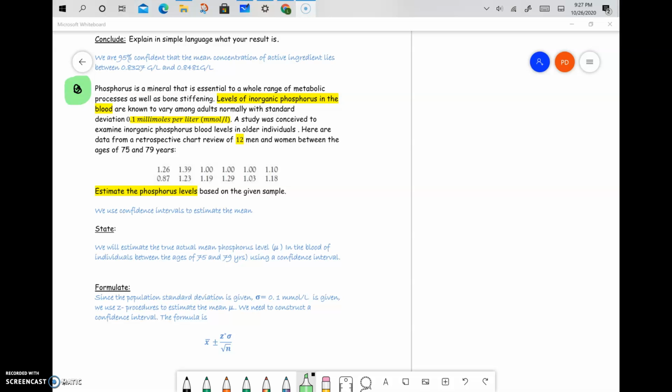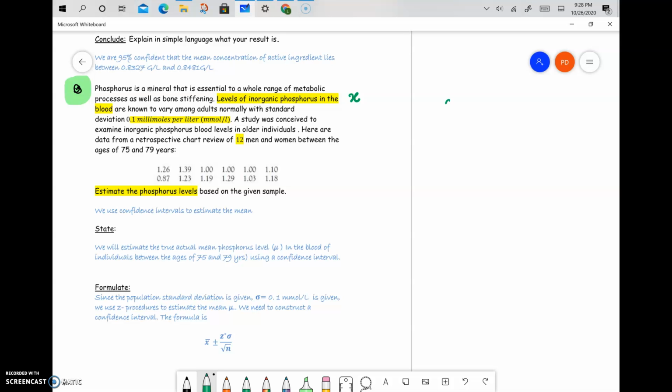Okay. So when you read a question, it's always important to pay attention to exactly what we are measuring. And that is labeled X. X is the name of the variable. The variable here is levels of inorganic phosphorus in the blood. And it is known to vary, so it's a variable, we call it X, among adults normally with standard deviation. So it's a normally distributed variable X with standard deviation 0.01.